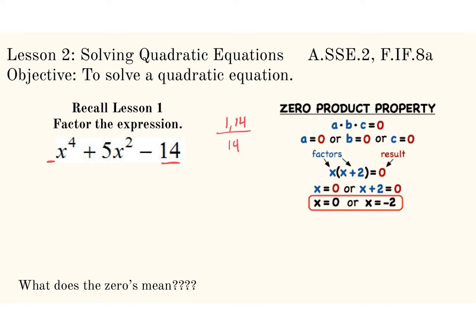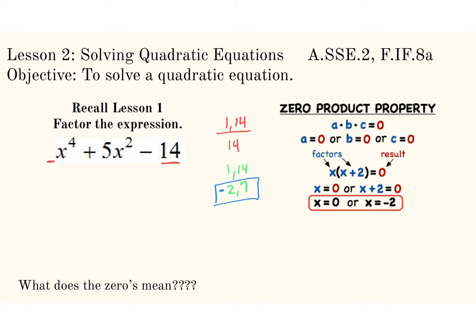Then we want to list factors of 14. So we have 1 times 14, 2 times 7. And then we want to figure out which factors multiply to give me negative 14 but add up to give me positive 5. So if I have negative 2 and positive 7, these would be my two factors.